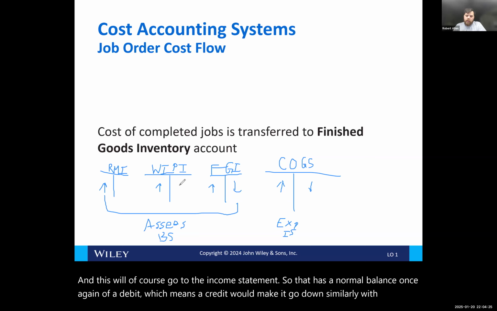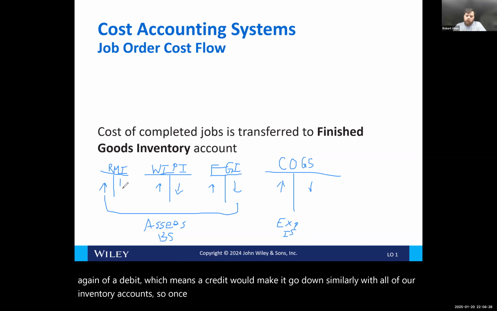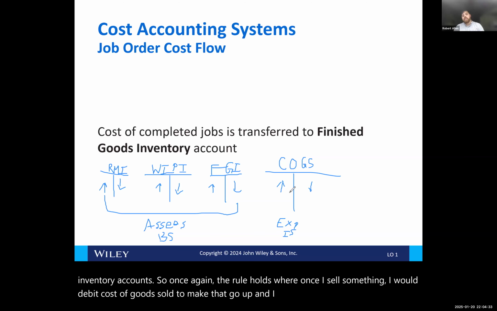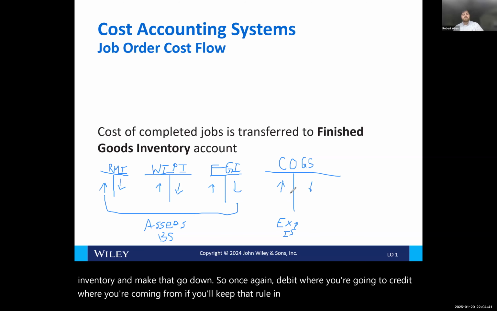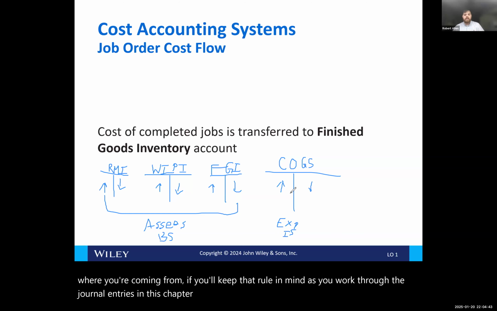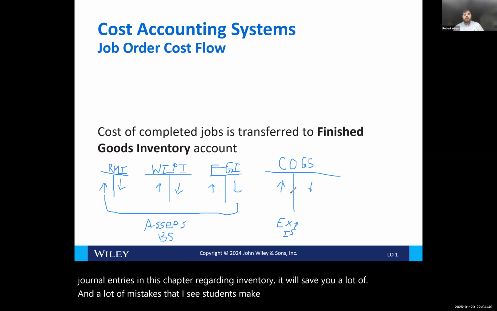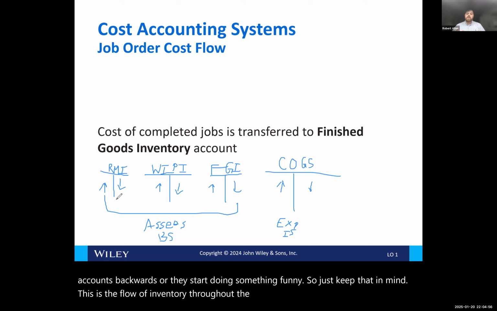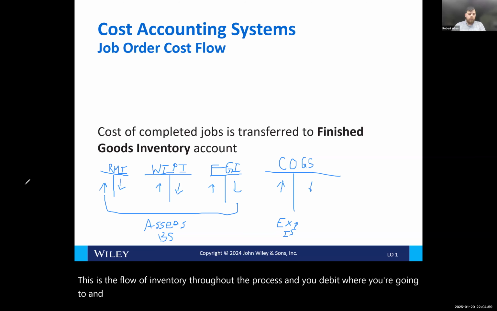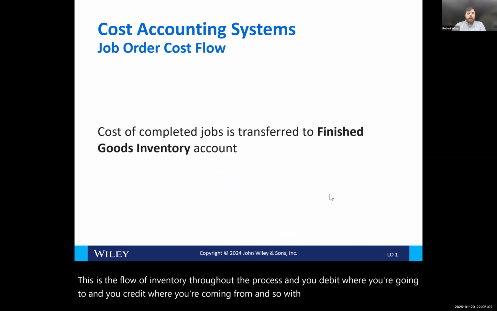Similarly with all of our inventory accounts. So once again, the rule holds: once I sell something, I would debit cost of goods sold and make that go up, and I would credit finished goods inventory and make that go down. So once again, debit where you're going to, credit where you're coming from. If you keep that rule in mind as you work through the journal entries in this chapter regarding inventory, it will save you a lot of headache and a lot of mistakes that I often see students make, where they start getting the accounts backwards or doing something funny. So just keep that in mind. This is the flow of inventory throughout the process, and you debit where you're going to and you credit where you're coming from. With that, we'll move on to the next slide.